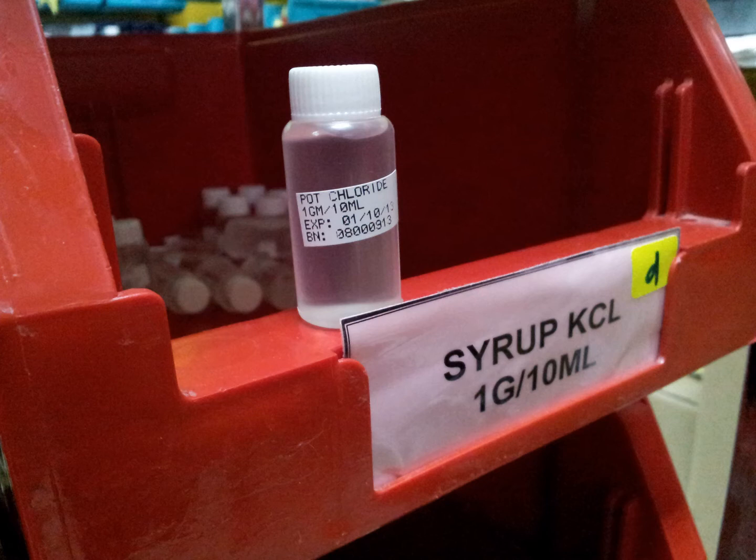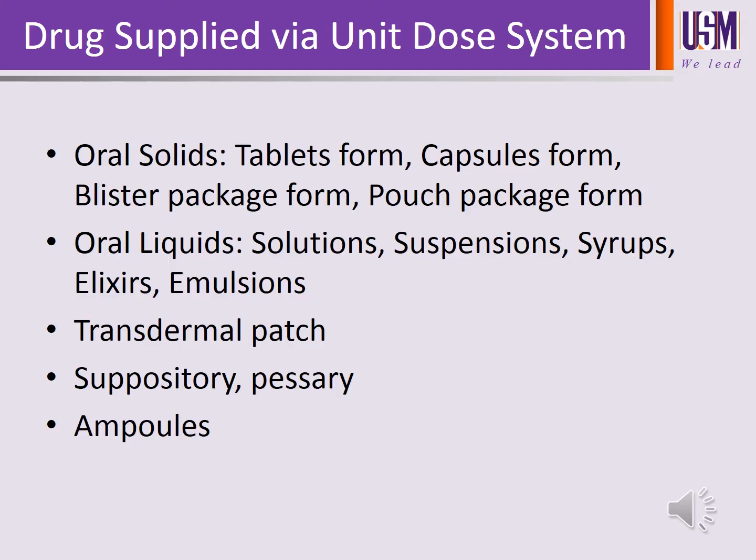But before that, we have to know what other drugs can be supplied by using unit dose system. There are only several drugs that can be supplied using unit dose system. One of the very obvious examples is tablet forms, capsule forms, and also blister packaging form. All these oral solids can be supplied using unit dose system because it's easy for you to pack individually. And other is the oral liquids. I showed you an example earlier of how oral liquid can be packed in individual dosage form. It can be a solution, a suspension, or syrups, elixir, or also emulsion.